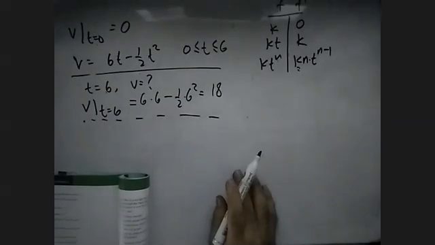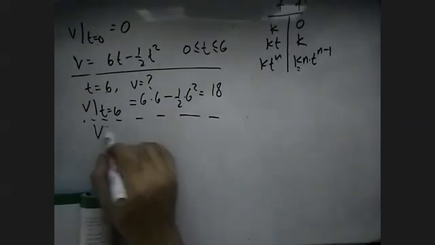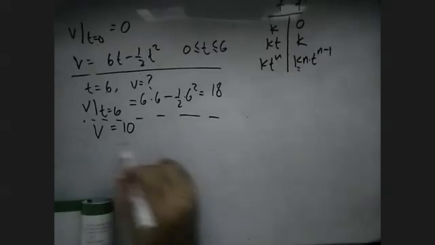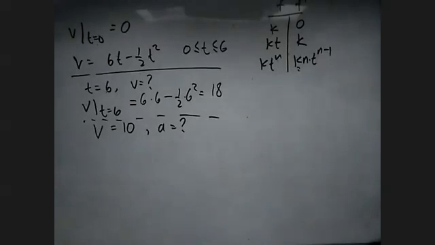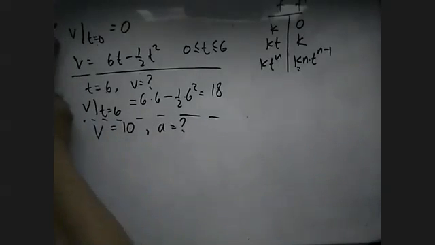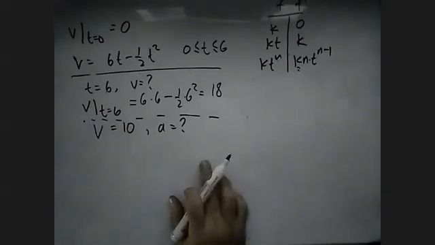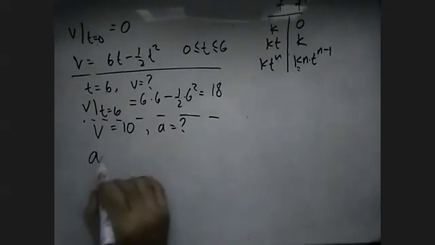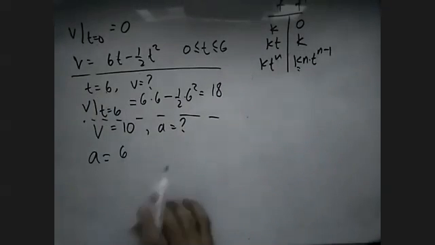Now we have the second question. Find the acceleration when its velocity is 10 meters per second. When velocity is 10, what is the acceleration? Okay, now, if we have the formula for v, we can find the formula for acceleration. How? We are going to differentiate. Differentiation of 6t, that is the second rule. K is 6 in this case, so the result is just 6.